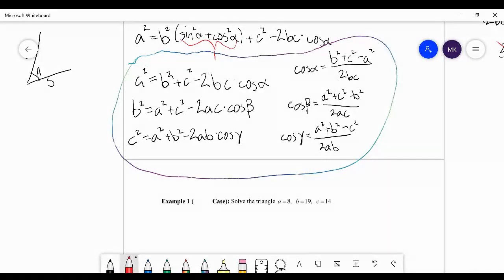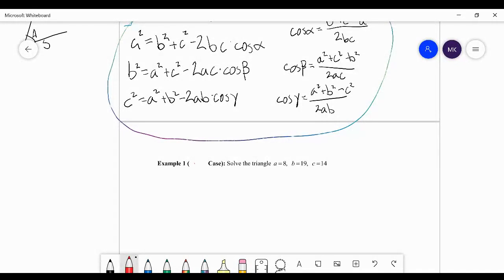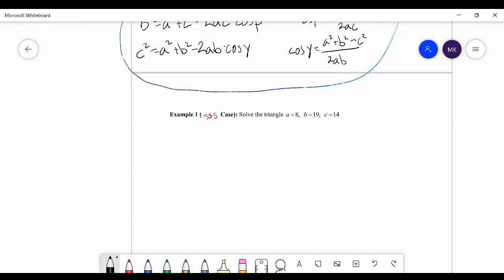So our first example here, we're going to be dealing with the side, side, side case. We want to solve the triangle. So what I know is I have some triangle with our side lengths b equals 19, a equals 8, and c equals 14. Okay? So when I'm trying to do this, it's always nice to solve for the angle opposite the longest side first. But ultimately, it doesn't really matter.